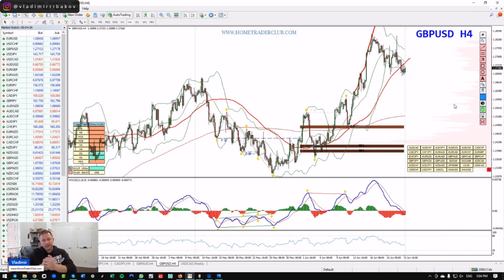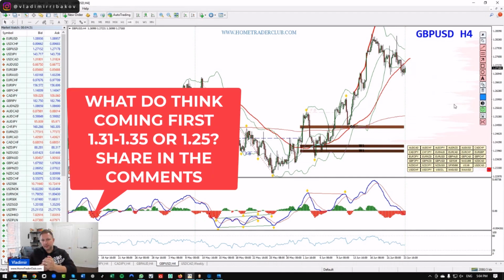What do you think? Will the pound dollar reach the 131 and then 135? Or are we going to 125 and then all the way to 120?